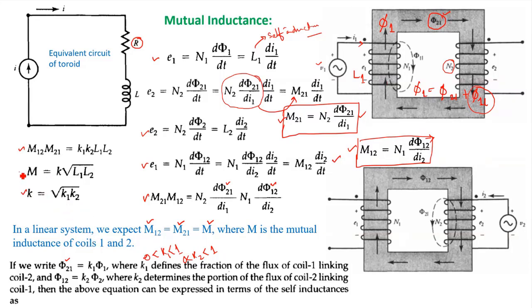So I can find the mutual inductance of this coil if it is operating in the linear region of magnetization. That means when the coil is working in an unsaturated condition, the mutual inductance will be K into the square root of L1 L2, where K is the square root of K1 K2.